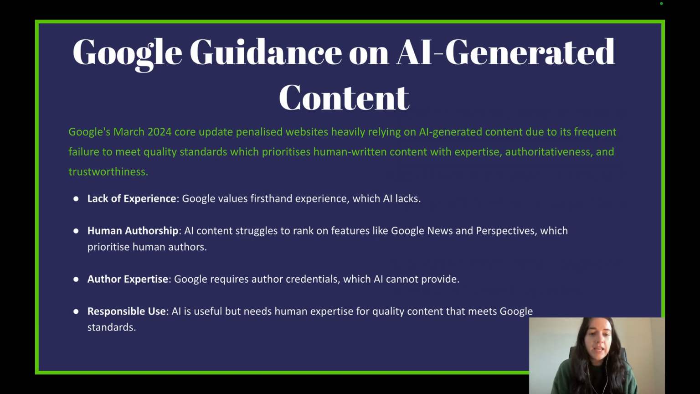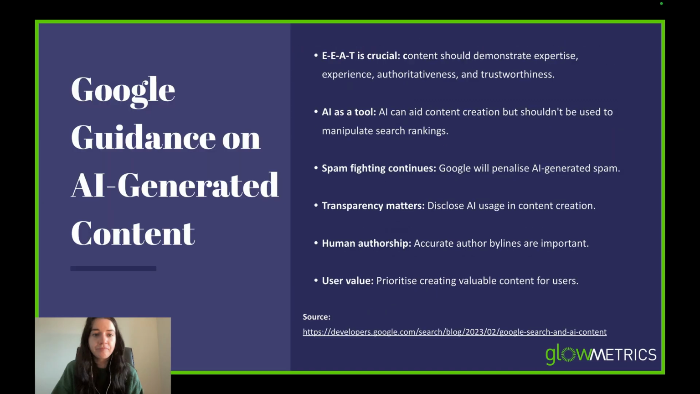And author expertise. For topics around, I suppose, politics or medicine, expertise is really, really critical, and Google requires author credentials when it comes to those types of topics, and AI cannot provide that. And it's all about responsible use. AI is really useful, obviously. It's great for your admin. It's great for helping you piece things together, but it needs human expertise for quality content in order to meet Google standards.